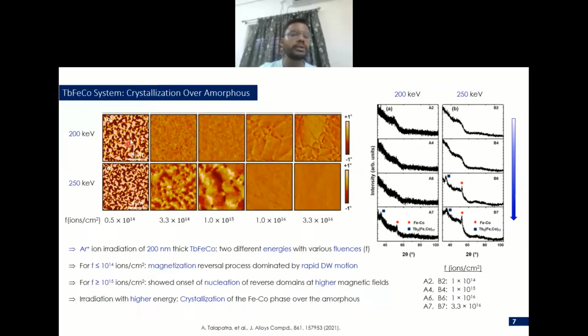And you can see the behavior of magnetic moment, also the behavior of magnetic image. You can see the magnetic nature is softening after the irradiation. So basically you see the perpendicular at the unirradiated state, and when you irradiate, this goes to in-plane contrast.